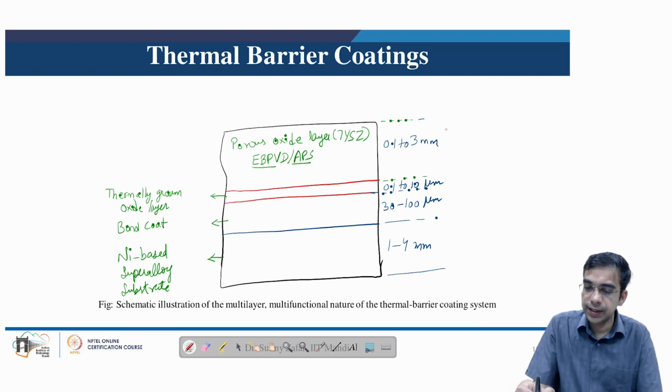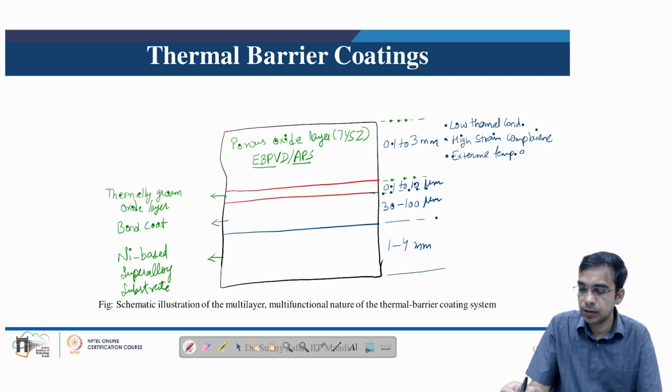Starting with the porous oxide layer, the important functions are: it has low thermal conductivity, it has high strain compliance, and it is also operating under an extreme temperature gradient, that is of the order of 1 degree centigrade per micron.